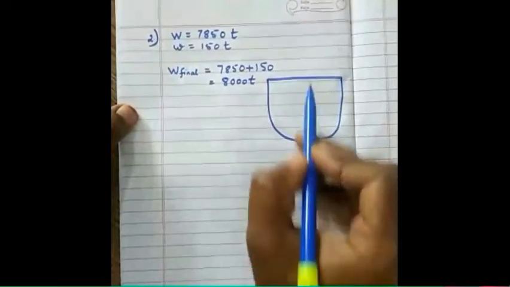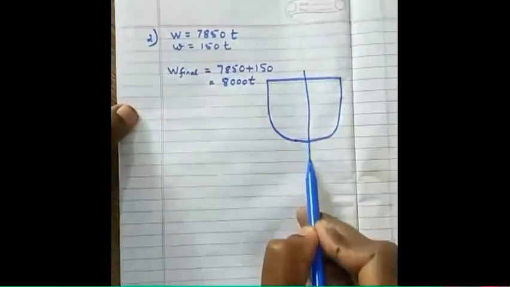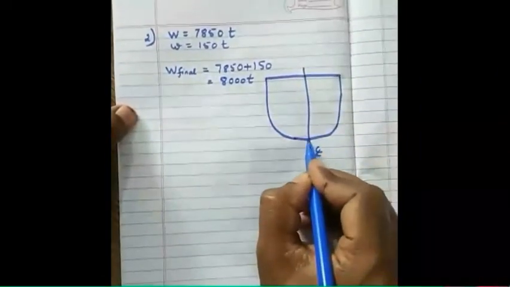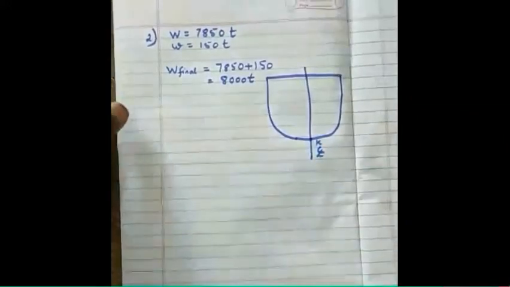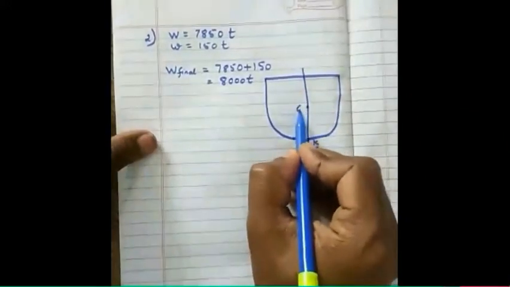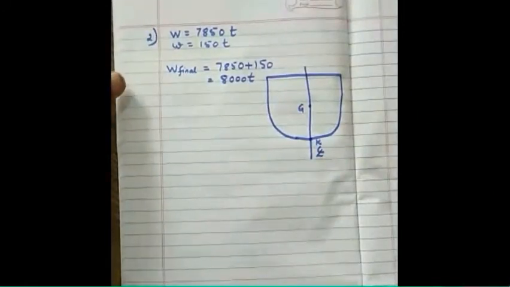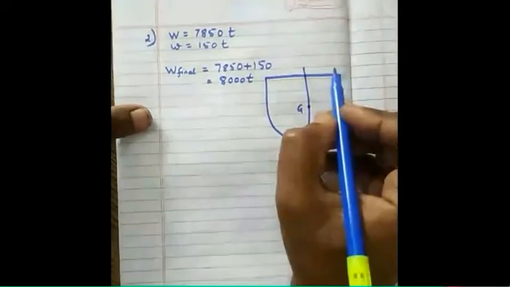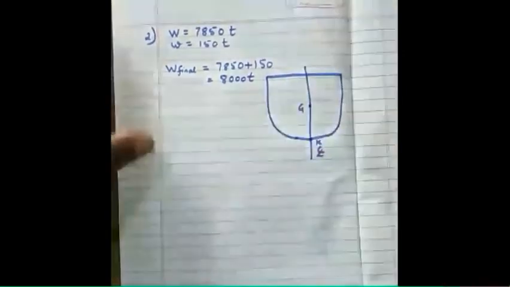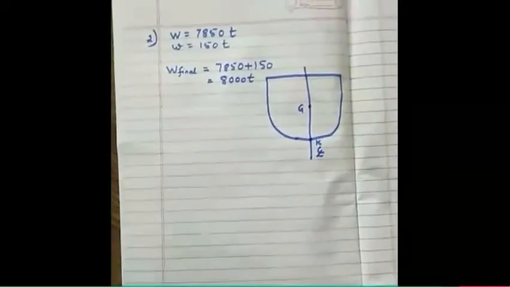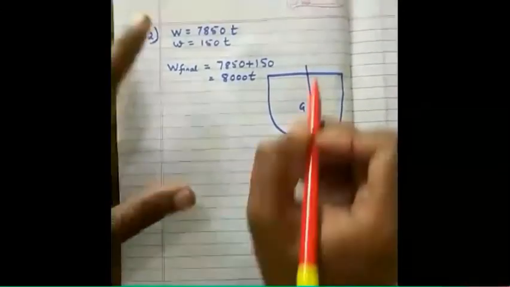So I am drawing the diagram. If possible, just draw it a little bigger. This is my center line. This is my K value, right? This is my G value. What is the question saying? It is saying something like loaded on the upper deck. They did not mention anything for lower hold. So I'll show you only on the upper deck.